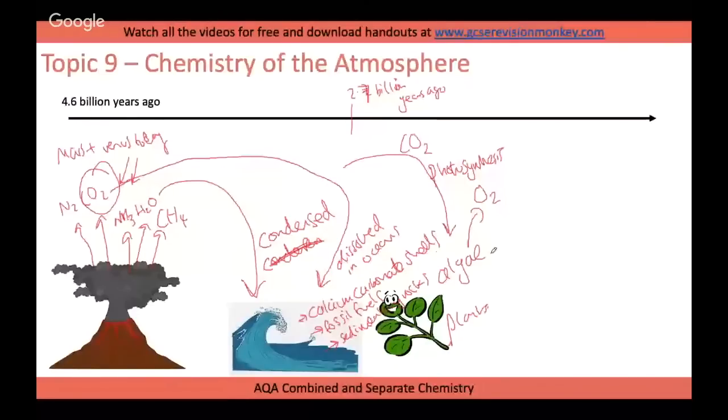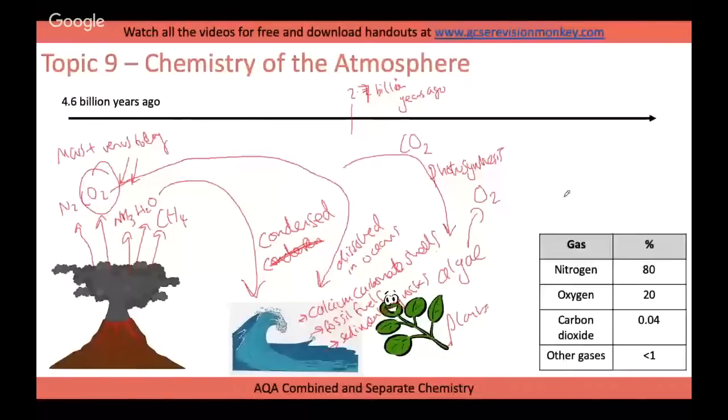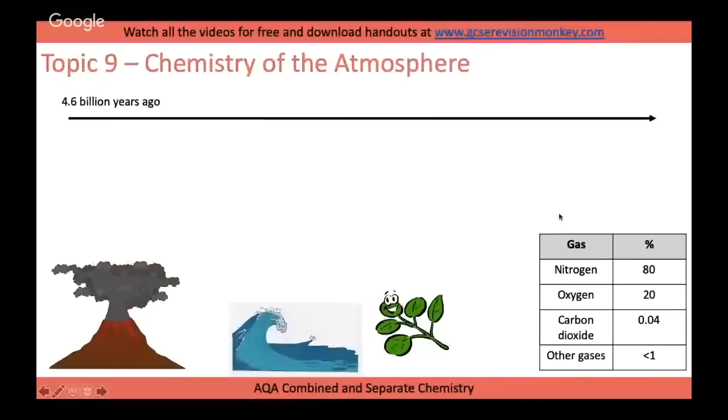Until we got the composition of the atmosphere as it is today, which is 80% nitrogen, approximately, that's rounded up, 20% oxygen, again, that's rounded, because together they make 100%, but obviously we've got a few other gases. We've got carbon dioxide, 0.04%, and other gases like argon, water vapour, and things at less than 1%. It's weird, but in the exam they will round these figures up and down normally, so it might not add up to 100% altogether.